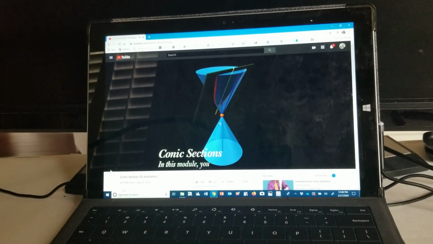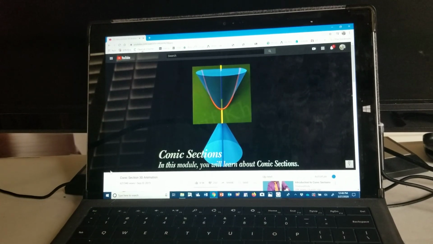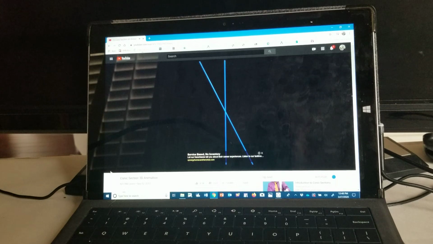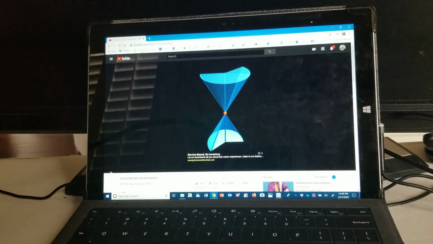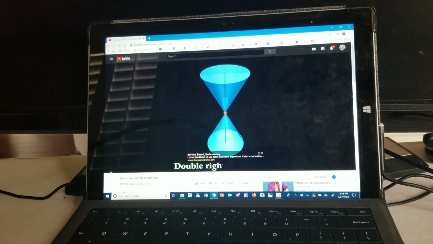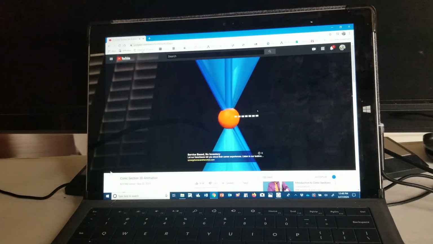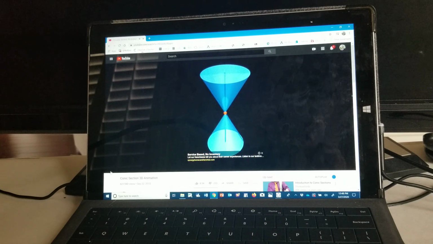In this module, you will learn about conic sections. When a straight line intersects a vertical line at a fixed point and rotates about that fixed point, the surface obtained is called a double right circular cone. A double right circular cone consists of two cones joined at a fixed point called the vertex. The line that rotates about the vertex is called the generator, and the line that remains fixed is called the axis.